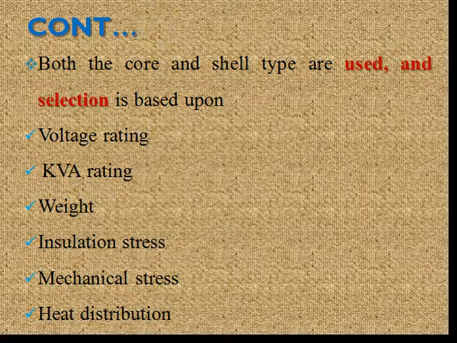Both the core and shell types are used, and selection is based upon the voltage rating, the kVA rating, third the weight of the transformer, in the fourth case insulation stresses, in the fifth case mechanical stress. The last one is heat distribution.